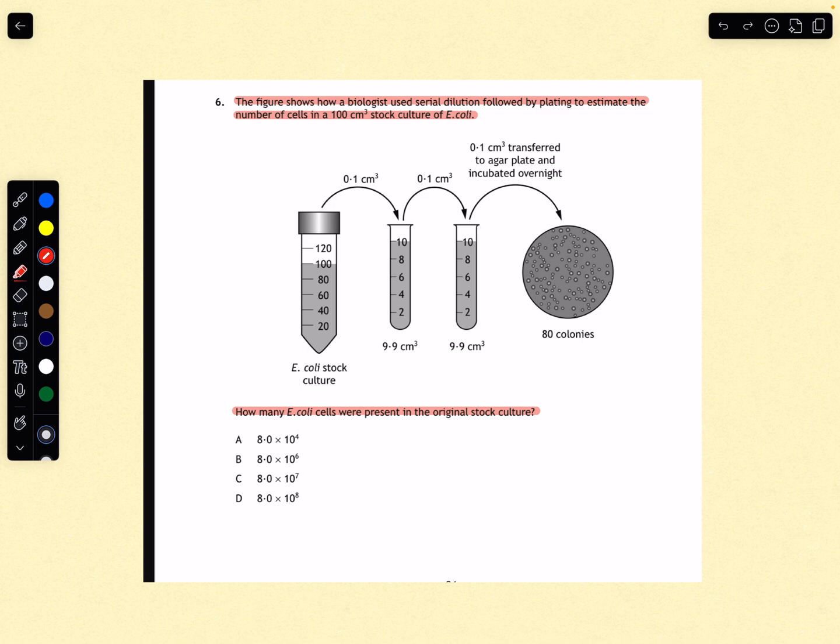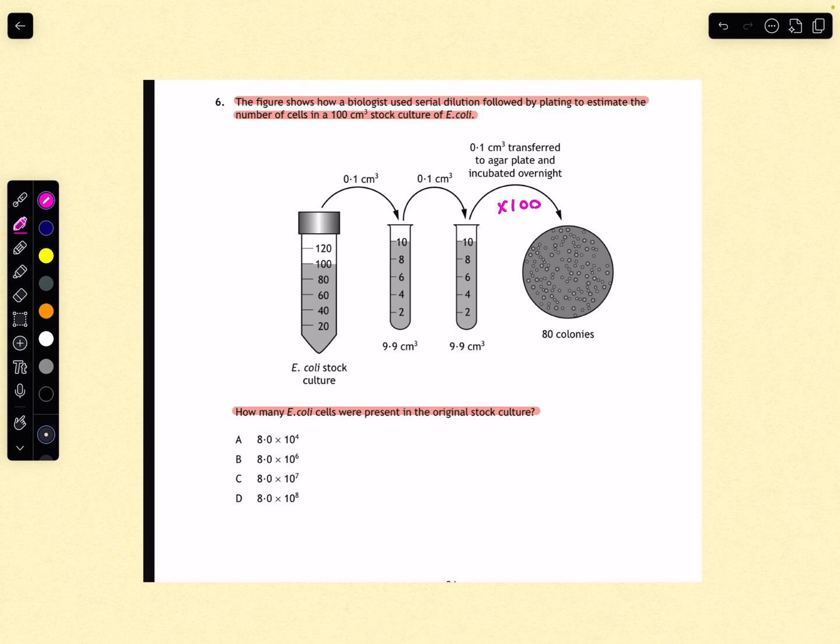The first calculation is from that 0.1, with the 80 colonies. What we need to work out is how many 0.1 centimetres cubed goes into making up the 10, alongside the 9.9 centimetres cubed. To do that, we're going to times this by 100, and that gives us our first calculation, 80 times 100. But we'll just put that to the side at this point in time. But we need to get back to the original.